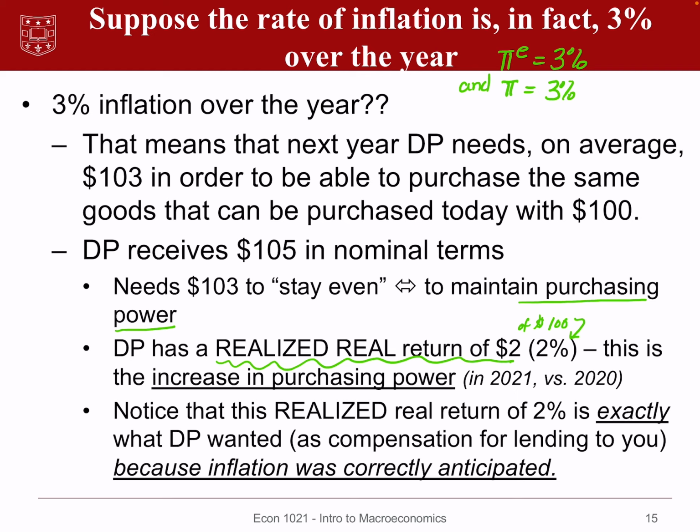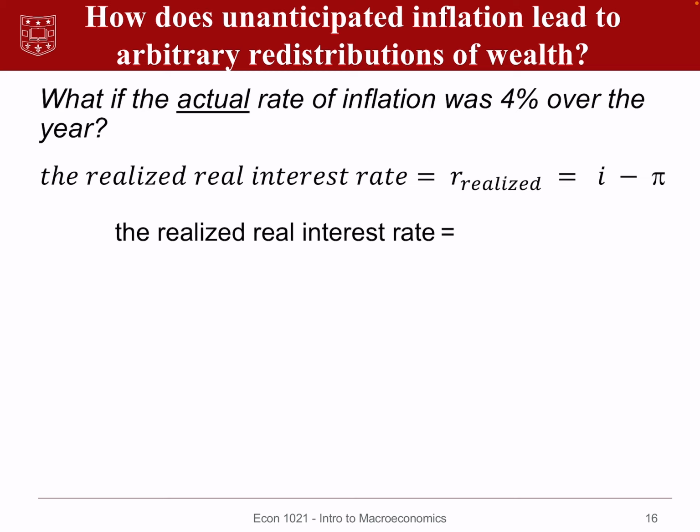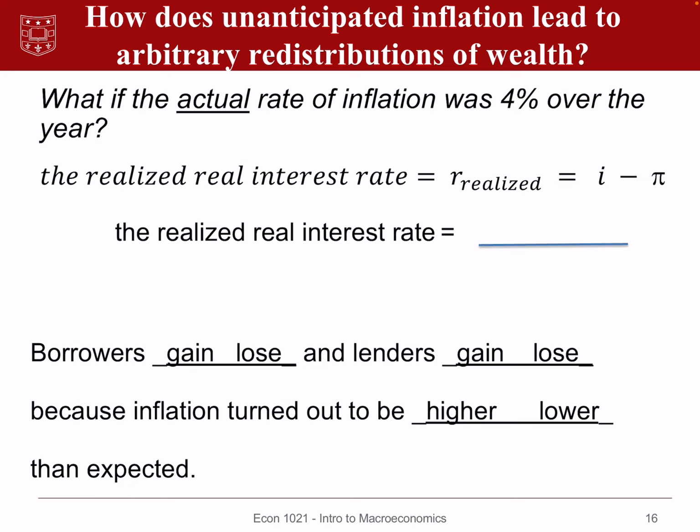Now, what happens if we make a mistake and our expectations are not confirmed? What if the actual rate of inflation was 4% over the year? Again, we're imagining here that we expect the rate of inflation to be 3%, but in fact, the rate of inflation is 4%. What is the realized real return? And how would we think about this affecting borrowers and lenders? This is today's participation question, and I'll pause while you take a look at that.